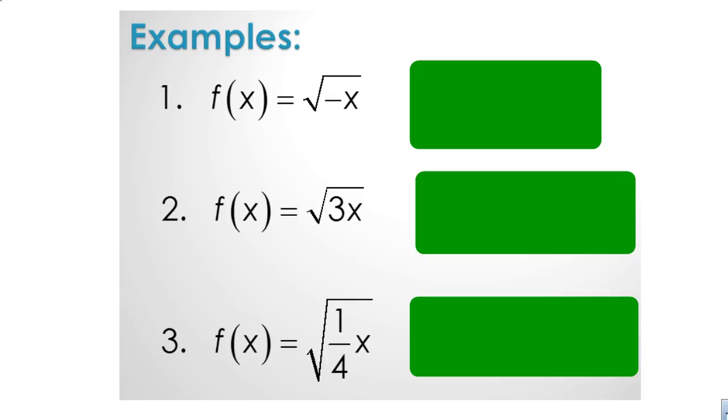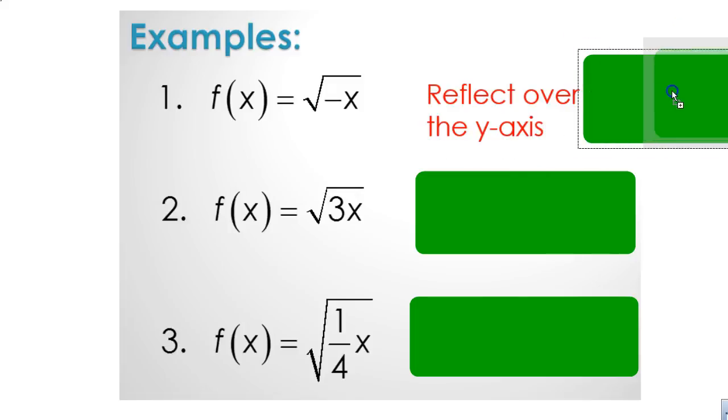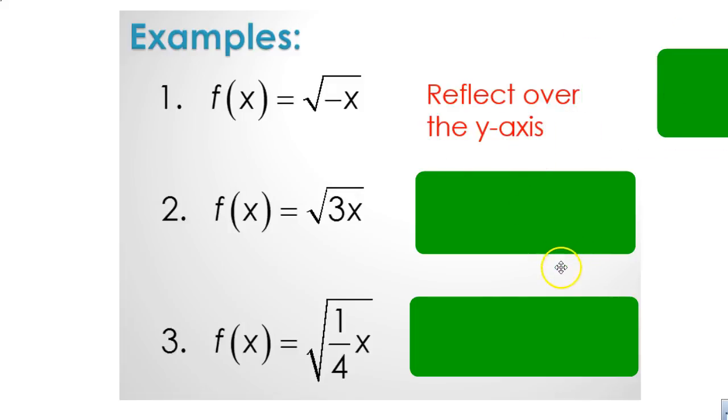Let's look at some examples. So here we have a negative. It's inside. When it's inside, it's a reflection over the y-axis.